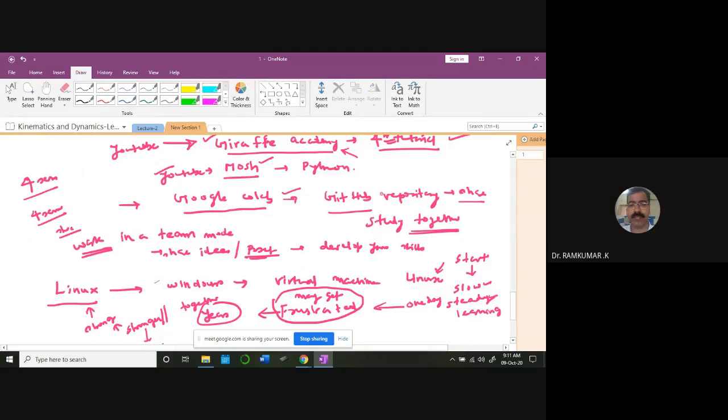Google Colab. Create an account. You can share your information with your friends, and you can discuss frequently, and you can share your Python code, Google Collaboratory code, whatever Jupyter code, immediately. You can share it in your friend's account, and you can discuss the project development. You do projects together.